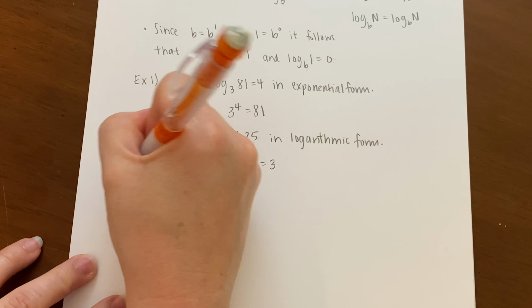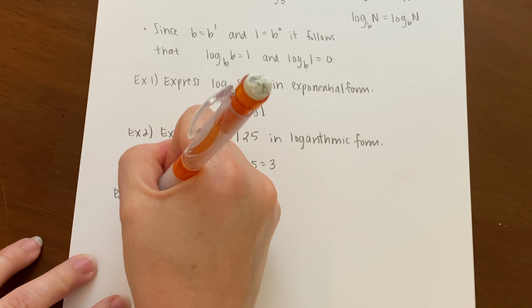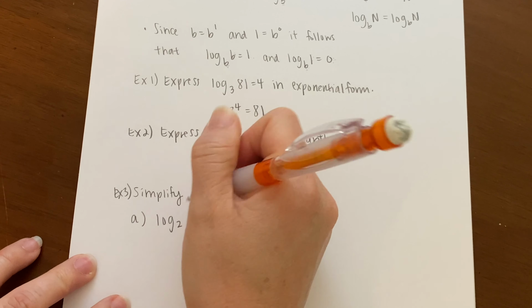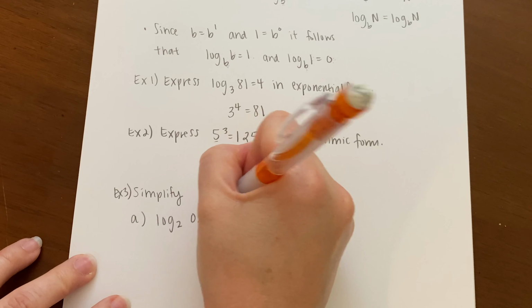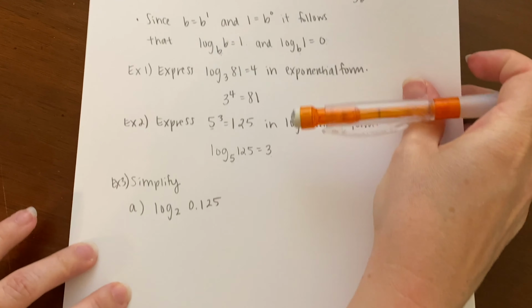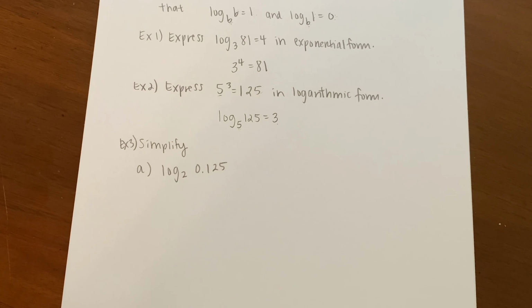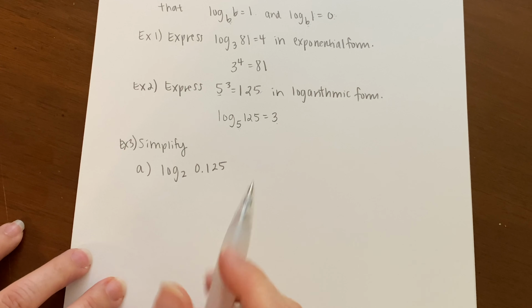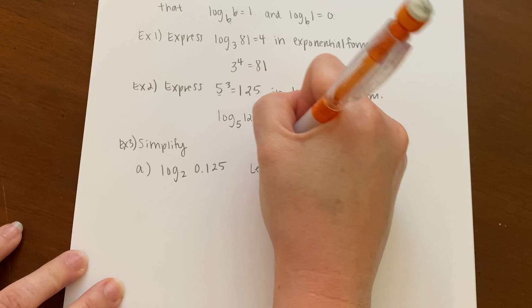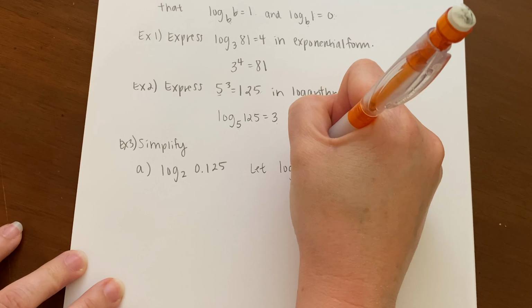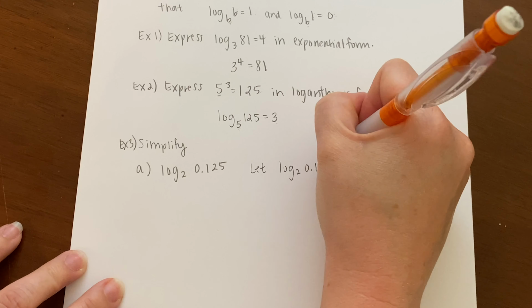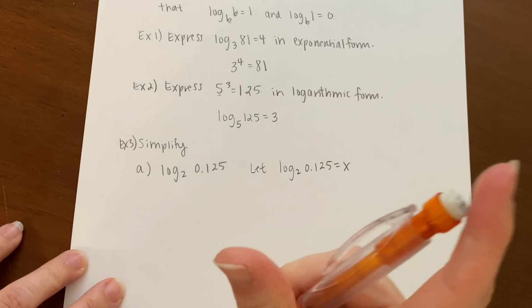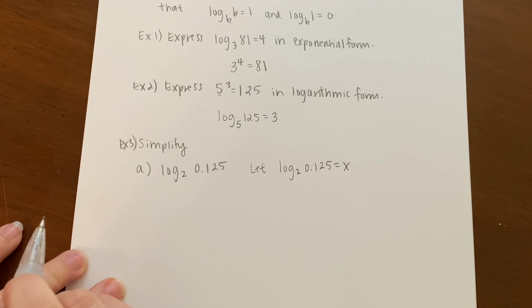So this is our next example. If we have log base 2 of 0.125. All right, so we haven't done anything with decimals yet. We're going to talk about how to address that in a minute. But let's talk about how you can solve this. Let's let log base 2 of 0.125 equal x. We don't know what it equals. We're going to figure it out.